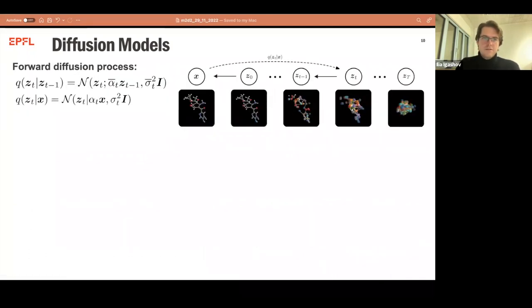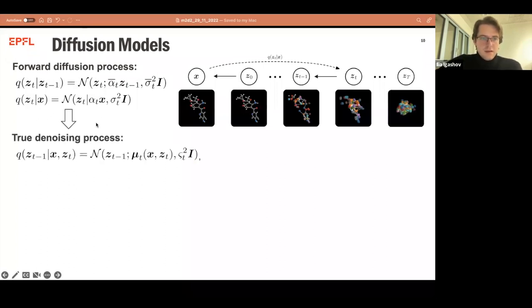Okay, so that was the forward diffusion process. Now let's take a look at what happens when we reverse this process. And these are the formulas that we discussed in the previous slide. Again, since we have the Markovian assumption and Gaussian distributions, we can analytically derive the formulas for the transition kernels of the true denoising process when we want to get the data state at T minus one step given ZT.